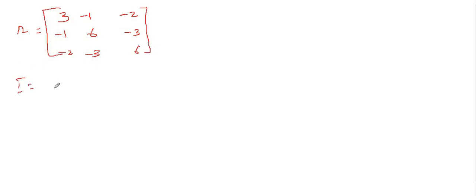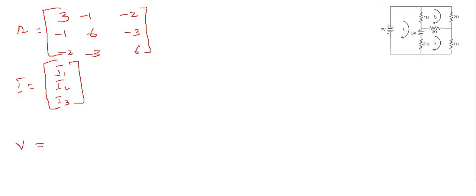And next for I, we have a 3 cross 1 matrix. So we are going to find 3 loop currents, which are I1, I2, I3. So this will form the I matrix. And next for the V matrix, here we have to find the voltage in the given circuit. So from the given figure, in loop 1 the sources are 7 and 6 volt. Here we can see the direction of current. It is entering from minus and it is leaving from plus.